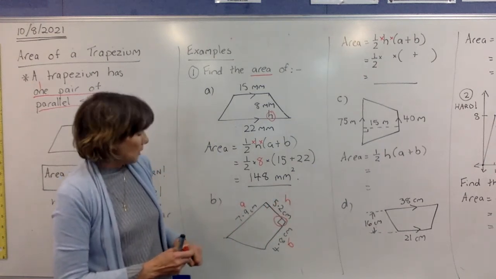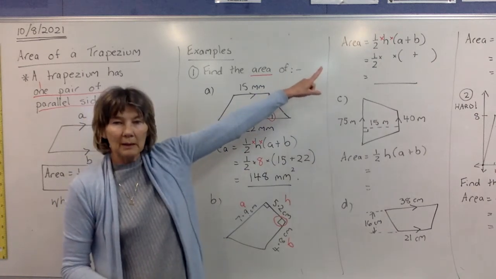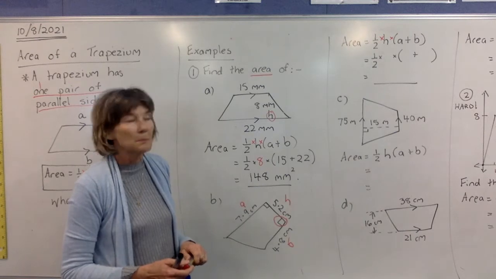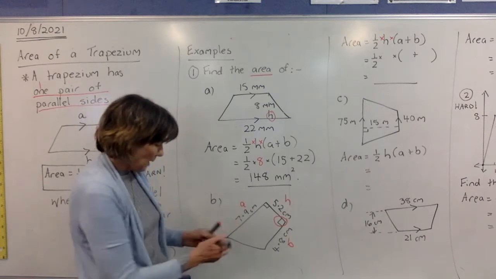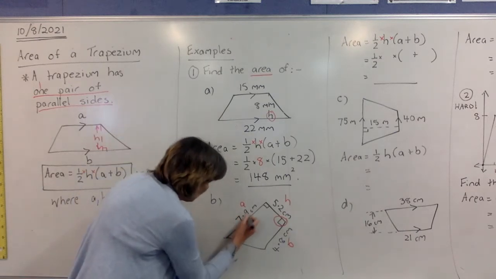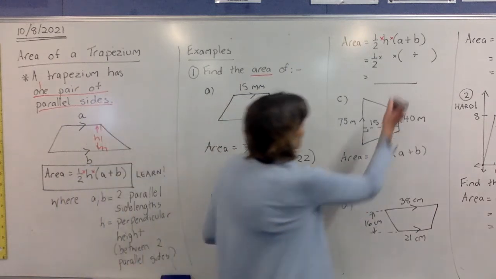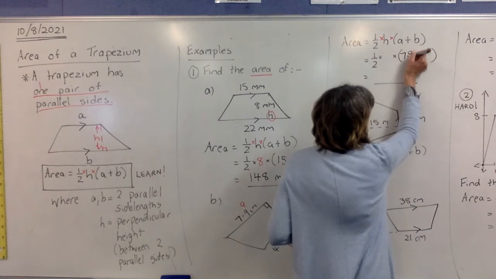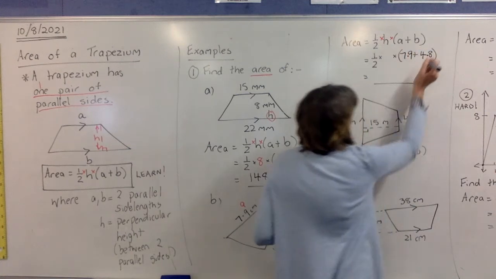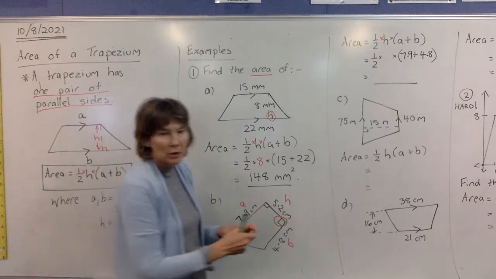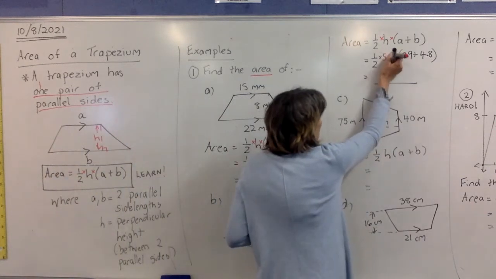So let's see how we go putting our numbers in. We've got our formula, area equals half times H times bracket A plus B. I'm going to put my parallel sides in first, which is 7.9 and 4.8. Everything's the same as the line above. So the H is the 5.2. That's the last thing I'm putting in.